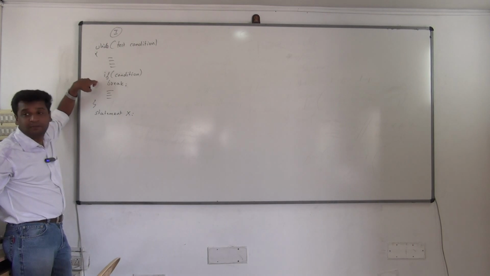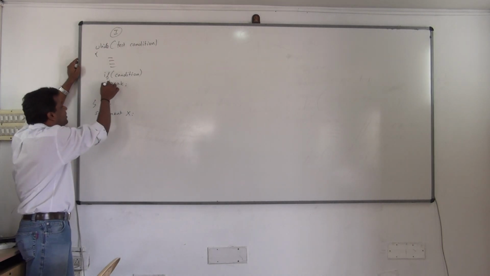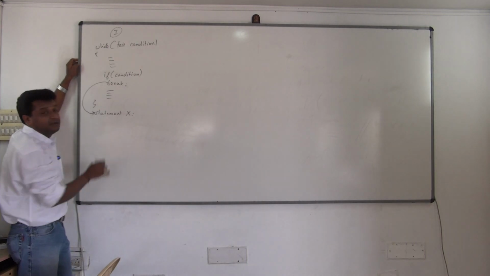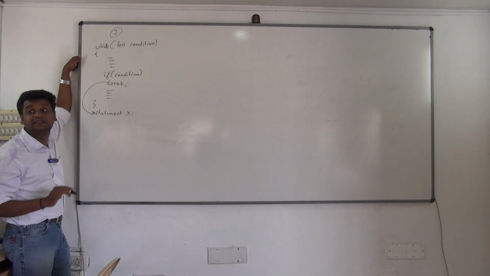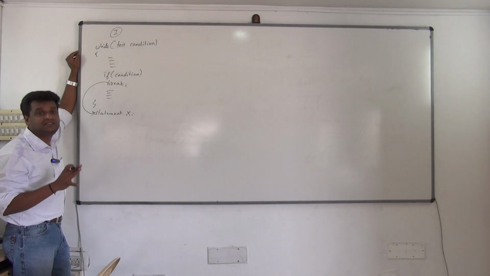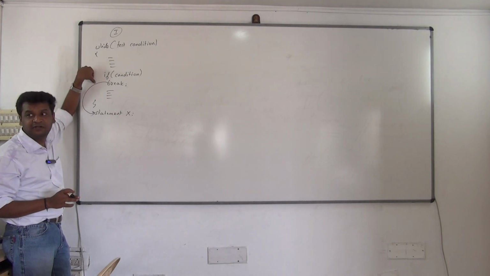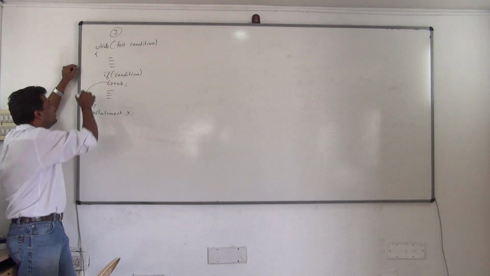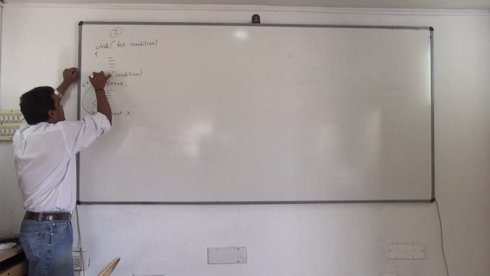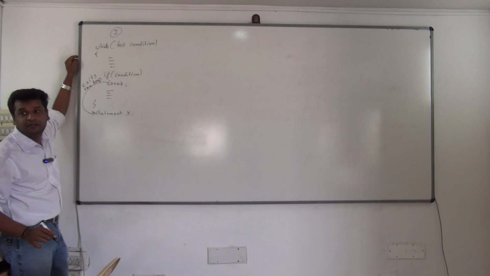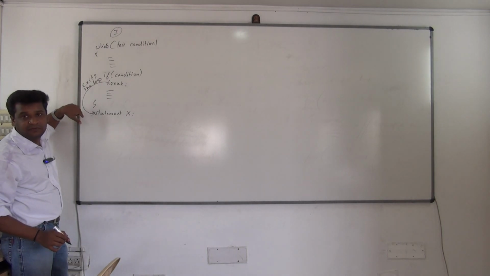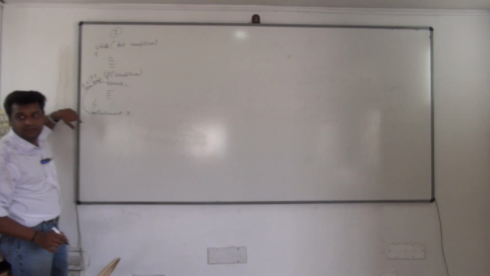As soon as you say break, as soon as this statement is encountered, what happens? Control immediately transfers to the end of the loop. Directly it will exit the loop. So here you can write: exits the loop. Are you following now? It will exit the loop. Clear this?